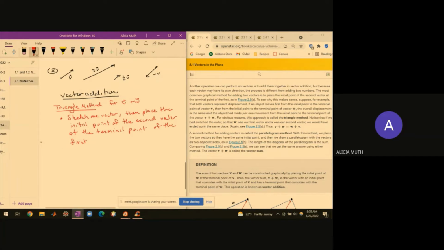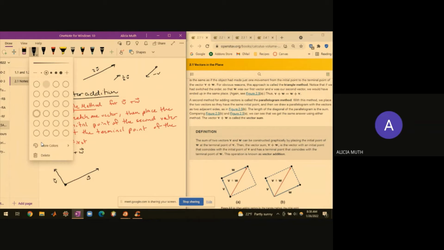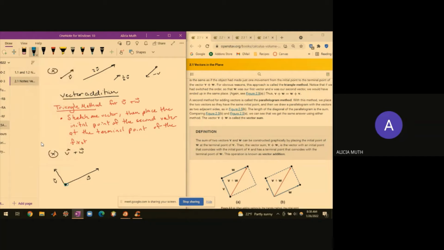So I'll just kind of sketch out the example that they've given us here. So here's our vector v. Let me go ahead and make sure my initial point is clear. Right, and then if I have my vector w, then what I can do is basically just map this point and move things around, right? Because it doesn't actually matter where the vectors start, as long as they have the same magnitude and direction. So there's my vector w.